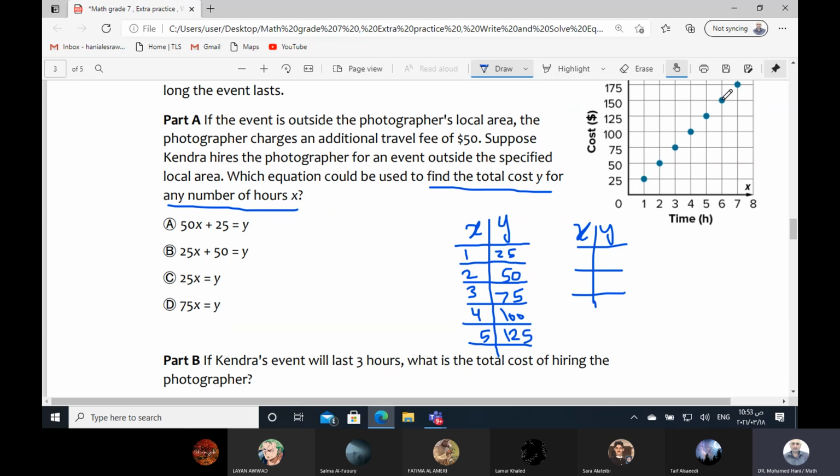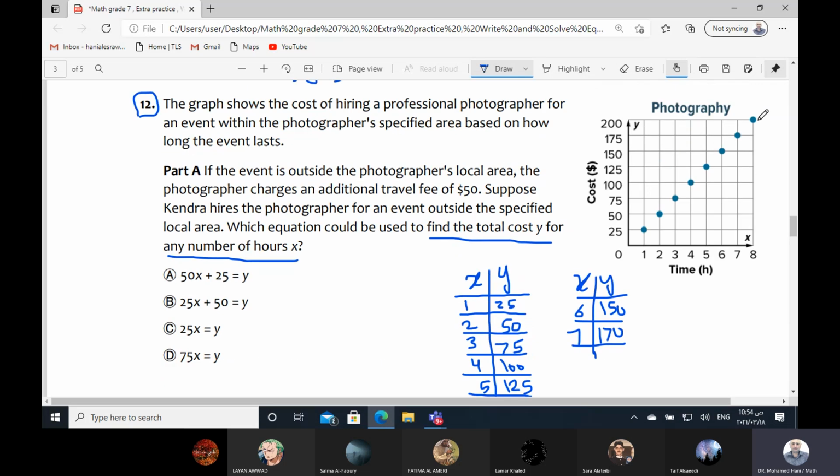Then 6 in x, 150. Then 7 in x, 175. Then 8, 200. I want all of you to try to find the relationship between x and y.